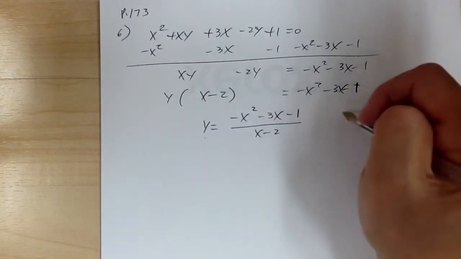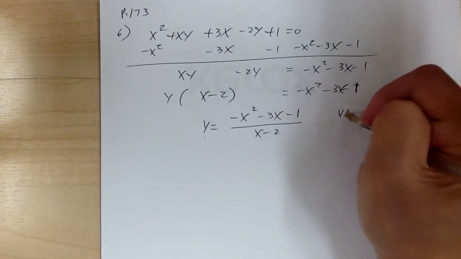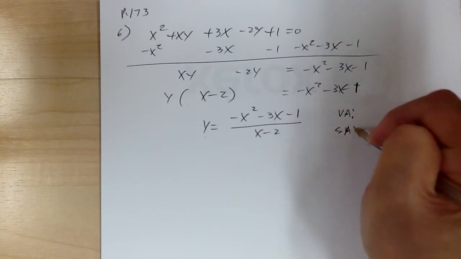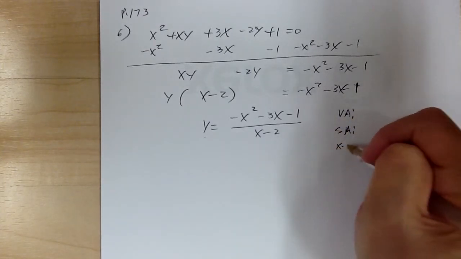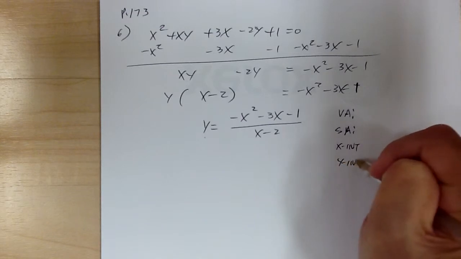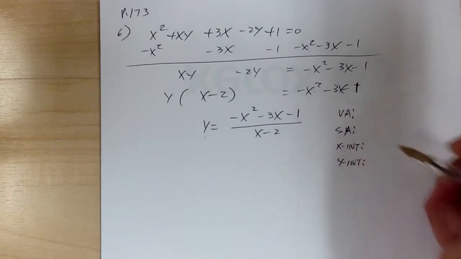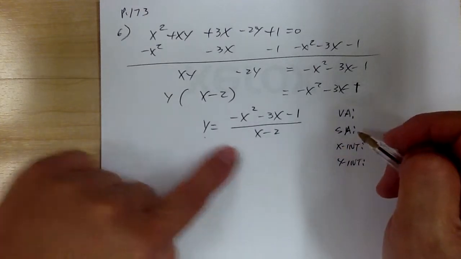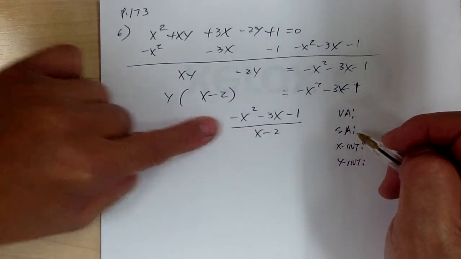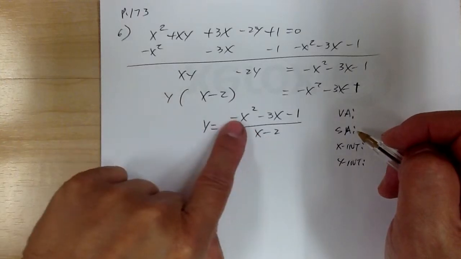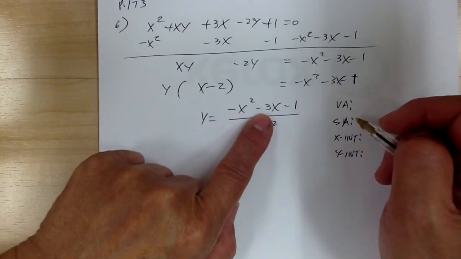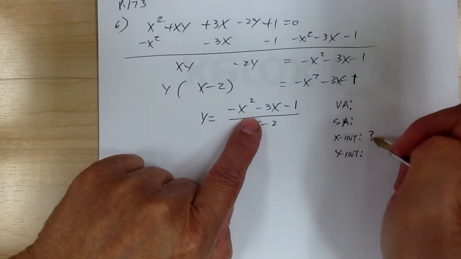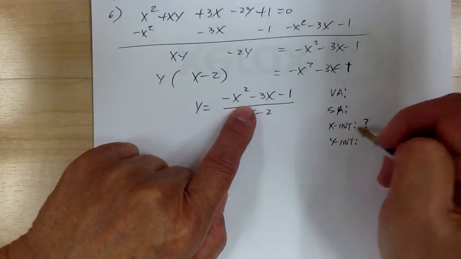Okay, so next let's go and figure out the information. You have the vertical asymptote, the slant asymptote, the x-intercept, and the y-intercept. For the x-intercept, you set y equal to 0 and cross multiply, so it's still equal to 0. Basically, you just make the top equal to 0 to solve. But this one looks kind of messy. If it's too messy to figure out, just leave it blank.